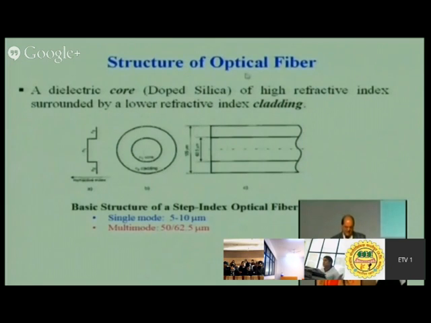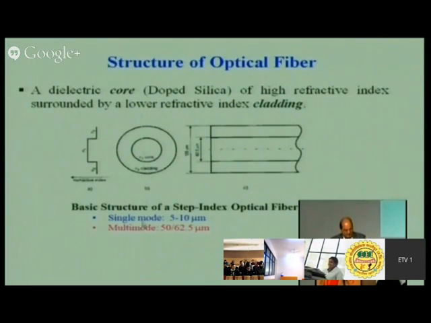And there are different configurations. We have the step index fiber and the gradient index fiber, which differ by means of the refractive index profile. Whether it is a homogeneous refractive index profile or an inhomogeneous refractive index profile, it classifies between step index and gradient index fiber. We will discuss these in more detail in the next lectures.